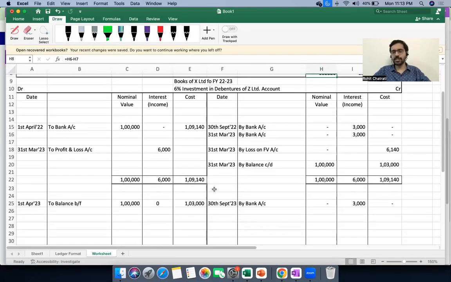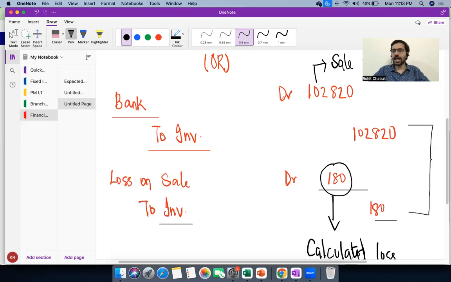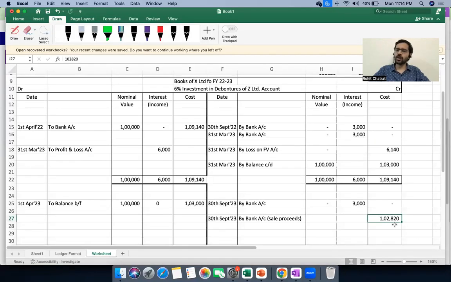So in the investment ledger on 30th September 2023, I will write by bank account, and in brackets, just for the sake of clarity, I'm writing by sale proceeds. I will be recognizing sale proceeds of 102,820. If this would have been 105, I would have written 105. If this would have been 107, I would have written 107. I am not bothered about the carrying value at this particular point.